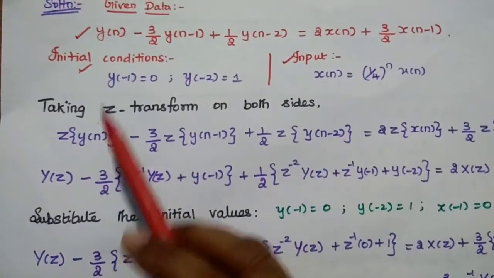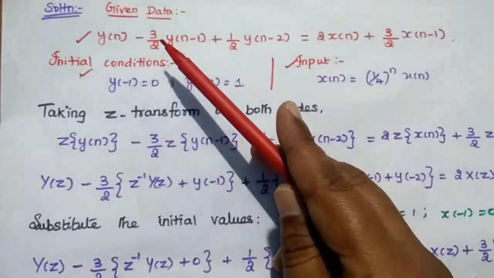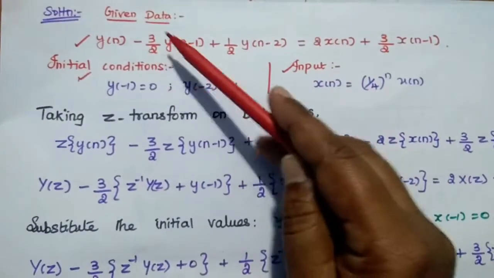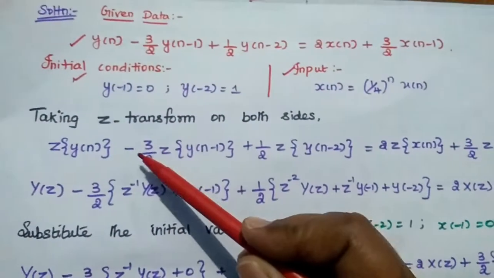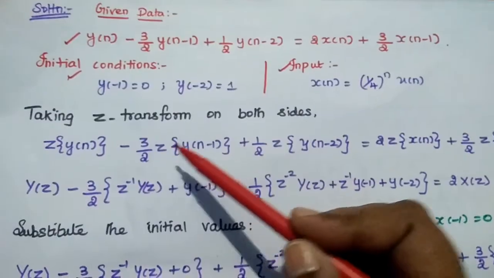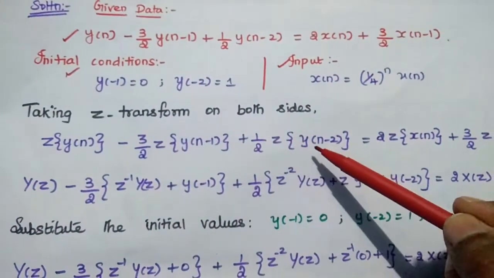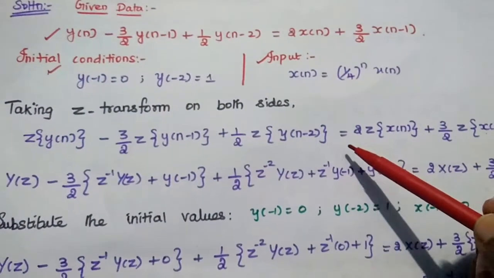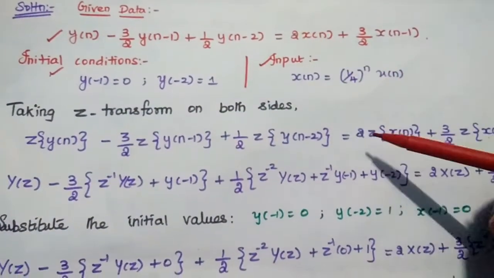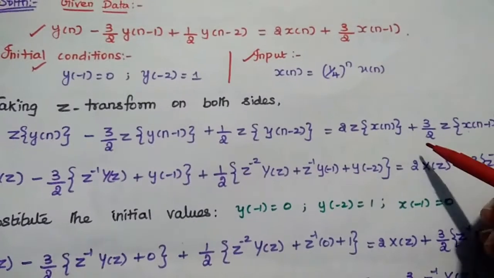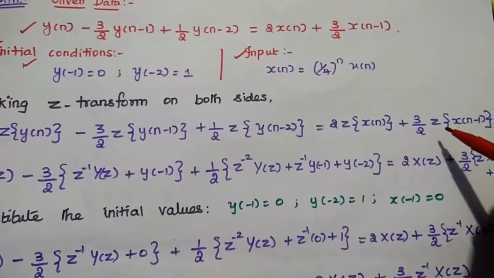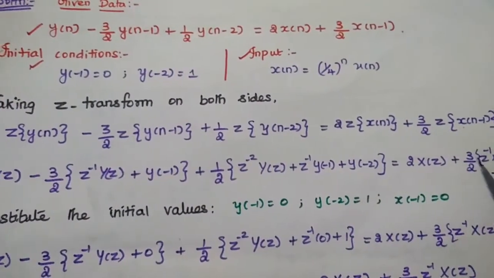So Z transform of y of n, minus Z transform of 3 by 2 y of n minus 1. 3 by 2 is a constant, so we can take it outside. Plus 1 by 2 Z transform of y of n minus 2, that is equal to 2 into Z transform of x of n plus 3 by 2 Z transform of x of n minus 1.